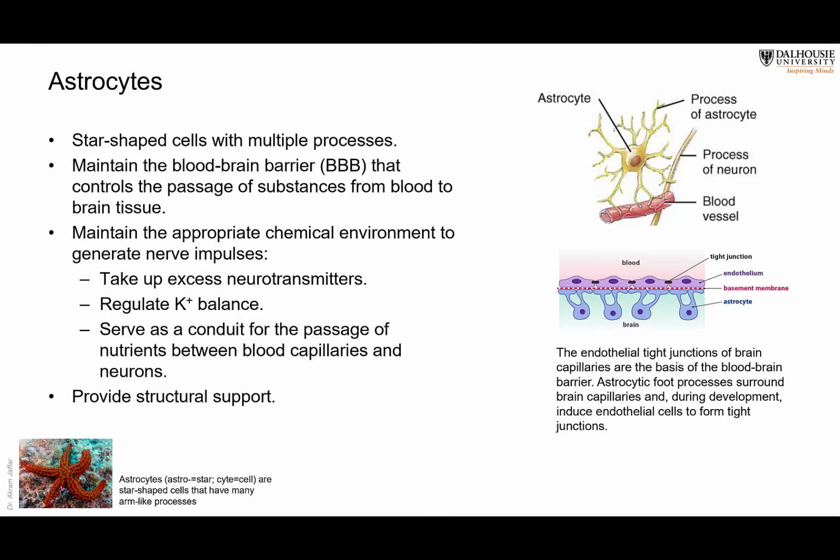And this blood-brain barrier is mainly produced by the junctions that are present between the endothelial cells. Remember, these are endothelial cells here, and here's the blood. The endothelial cells have tight junctions in between them, so they prevent the passage of substances in between the cells.